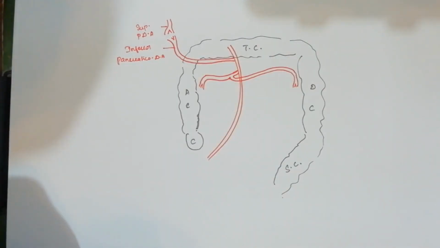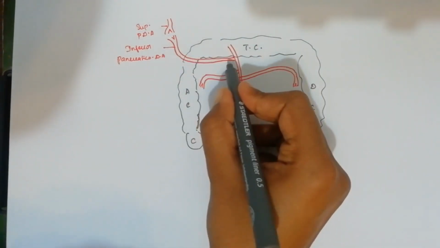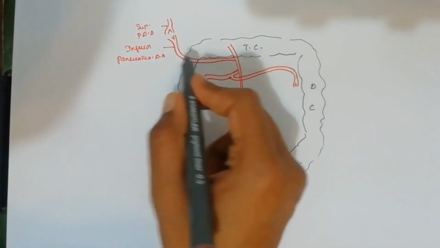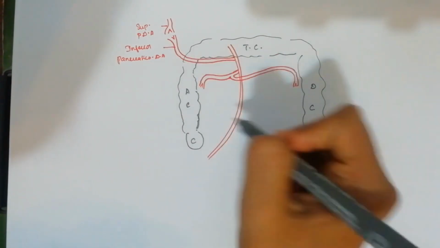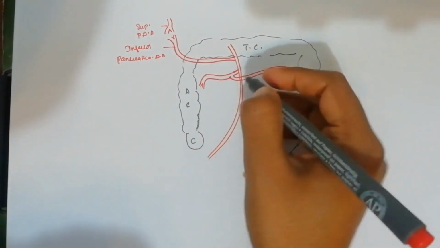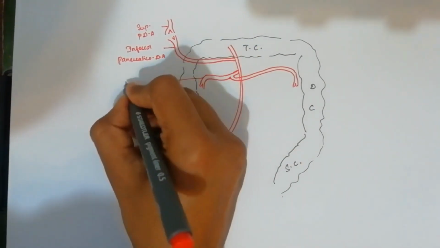So like this we have got a branch arising as the second branch of the superior mesenteric. The first branch is the inferior pancreatico-duodenal for the pancreas and duodenum, and the second branch is for the colon. We have got the middle colic artery.